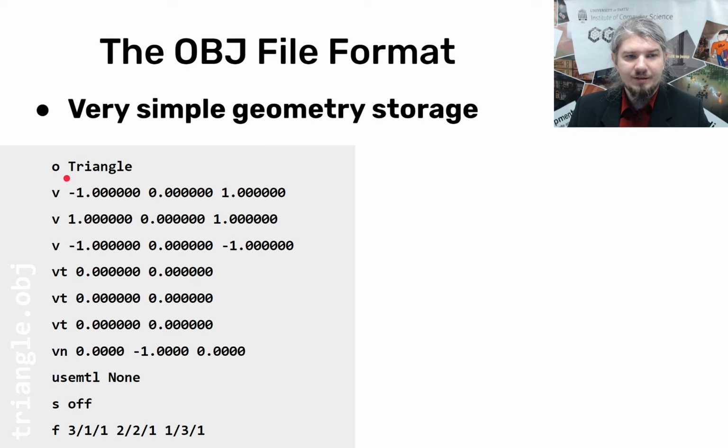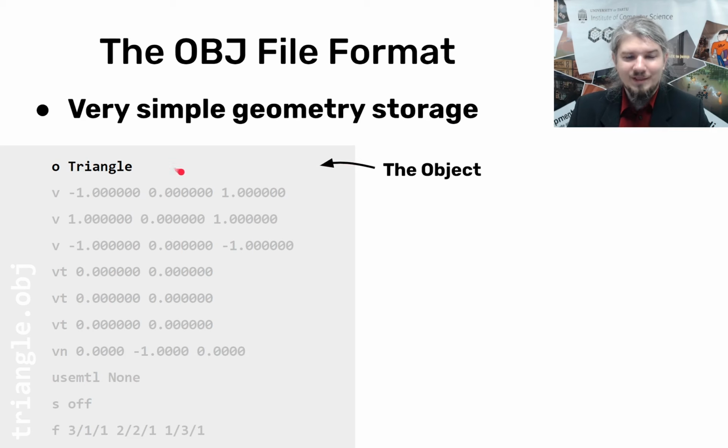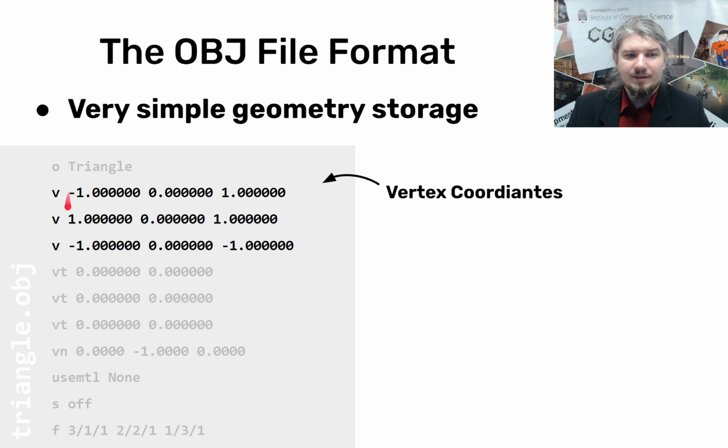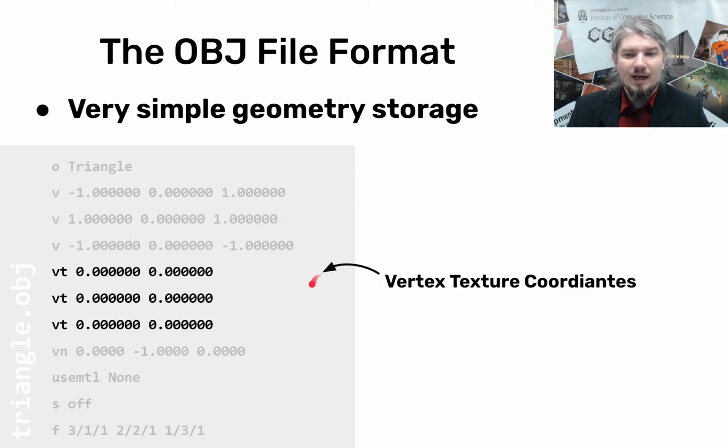Here we have an object called triangle. That's the object. Then we have vertex coordinates. The rows starting with V denote different coordinates, the vertex positions. Next we have the texture coordinates. Currently these are all 0, but if you had a textured object, these would be the UV coordinates.